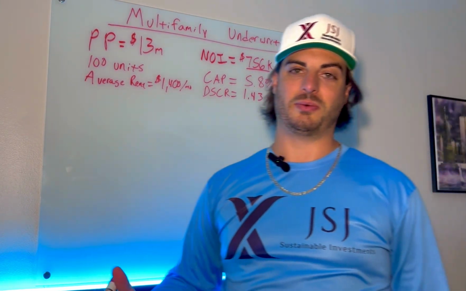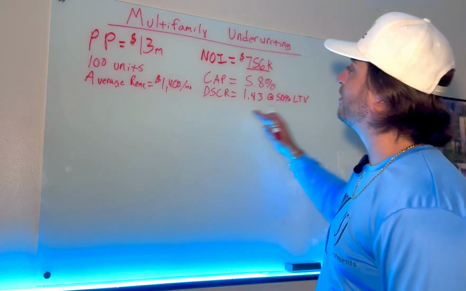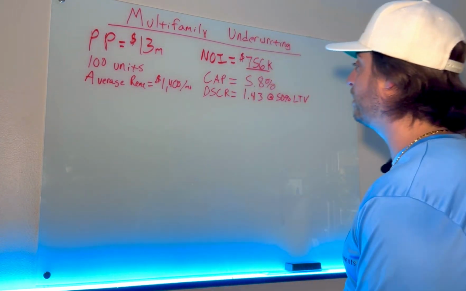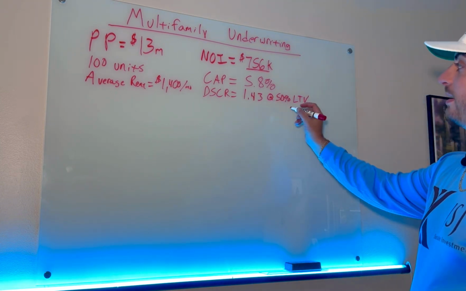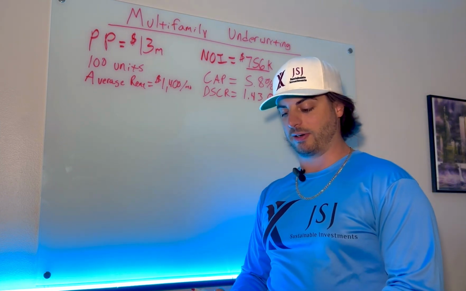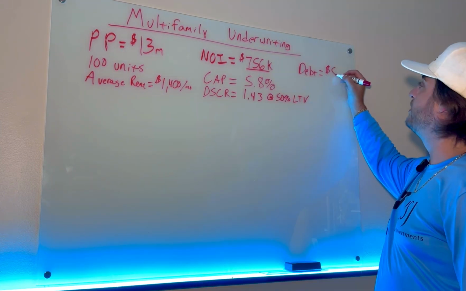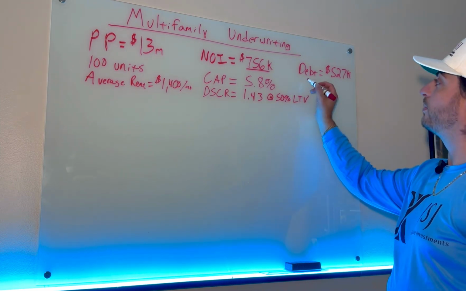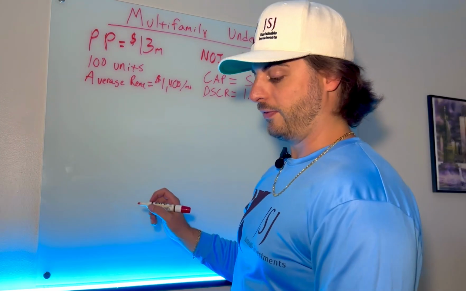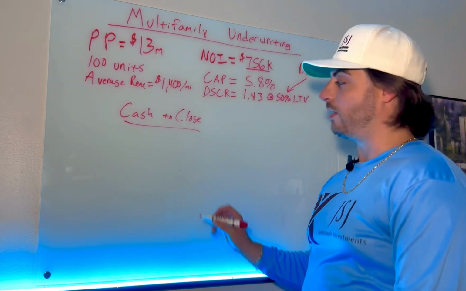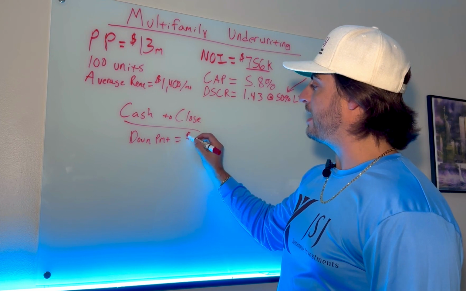Now what? What do we do with this conglomerate of information? How do we know if this is a good deal? Now that we've calculated our debt service and our debt service coverage ratio, we can start to see what our cash flow is going to be. Our debt service was 527K. Debt service coverage ratio, 1.43. This is what goes with that. First of all, what do we need? Cash to close. So we need to know our down payment, which is $6.5 million.